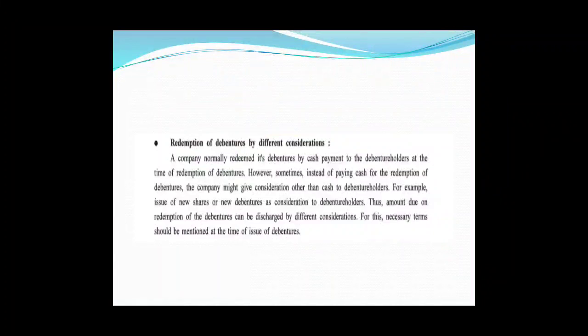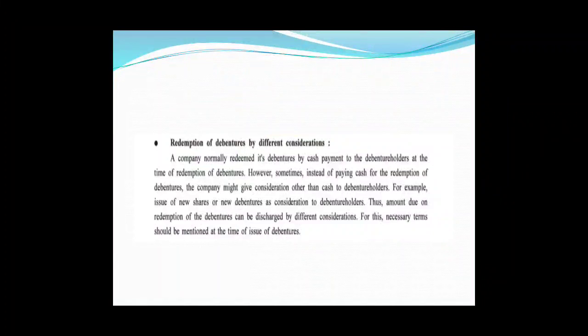A company normally redeems its debentures by cash payment to the debenture holders at the time of redemption of debentures. This we have seen. However, sometimes instead of paying cash for the redemption of debentures, the company might give consideration other than cash to debenture holders. So friends, instead of cash, company may give consideration other than cash. What can be that consideration? For example, issue of new shares or new debentures as a consideration to debenture holders.